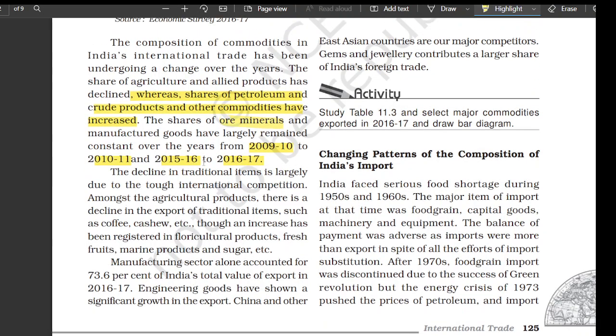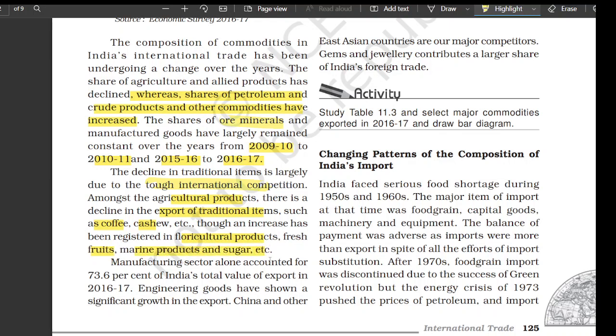The decline in traditional items is largely due to tough international competition. Amongst the agricultural products, there is a decline in the export of traditional items such as coffee, cashew, etc. Though an increase has been registered in the floricultural products, fresh fruits, marine products, and sugar, etc.